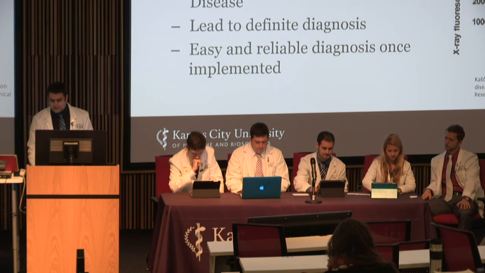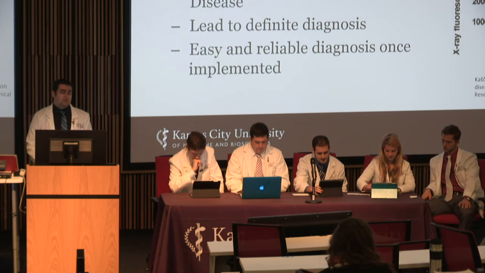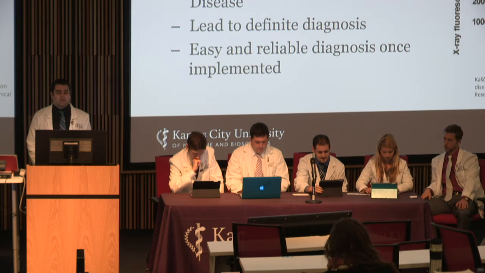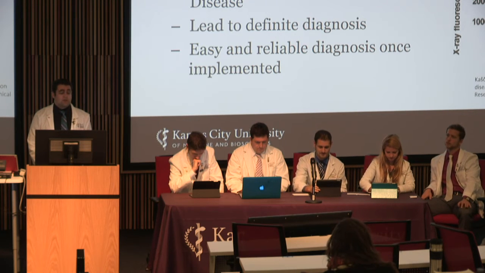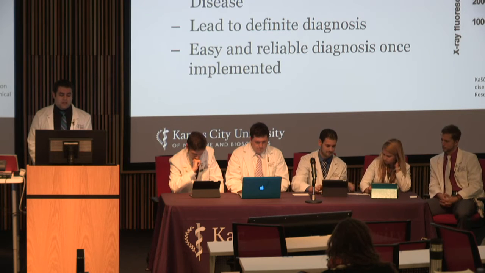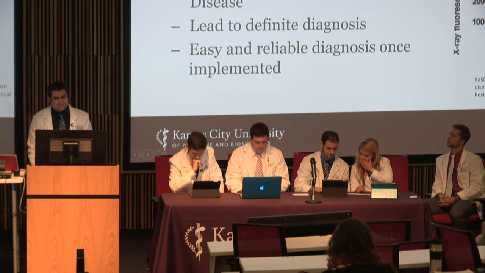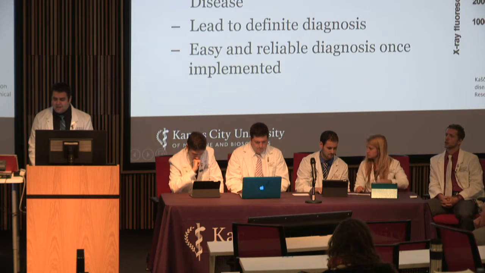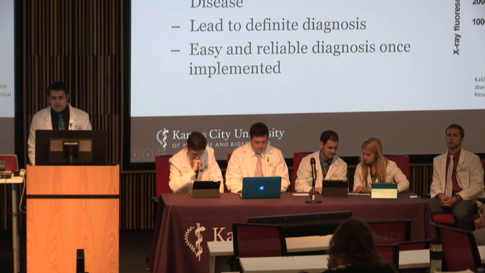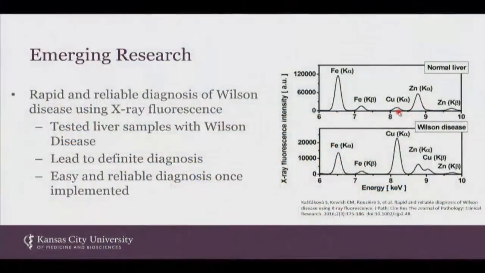Another area of research being done is establishing a rapid and reliable diagnosis for Wilson disease using X-ray fluorescence. We would test liver samples of patients and we would get graphs such as these found on the right. This top one is a normal liver, and we see at this 8 to 8.5 mark, a measurement of copper here. In order to compare that with our Wilson disease patient, we need to look at this zinc and iron levels. We can see the copper is much, much lower than these two.